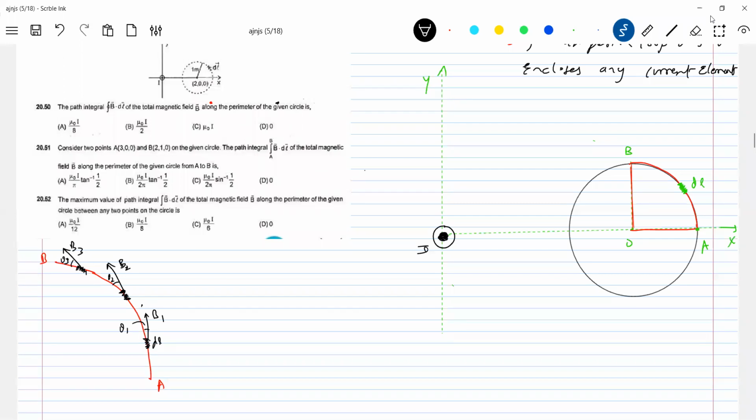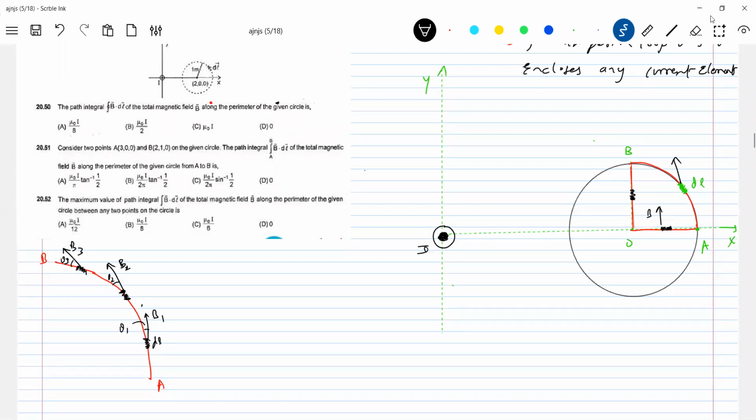So how to bring that one? For path OA, check it. Look at the dl. For path OA, what should be the value of B bar dot dl? Should be 0, no? Any reason for that? How will B bar be? B bar here will be in this direction. B bar will be somewhere like this. Can I find it for OB, BO? Yes, we can find it out. For OA, it is 0. For AB, you can't find it out. For BO, we can find it out.